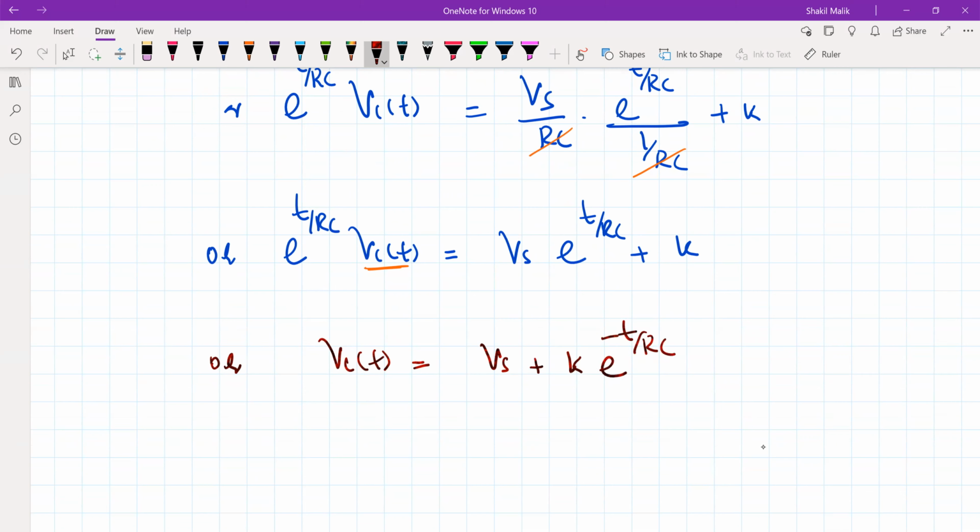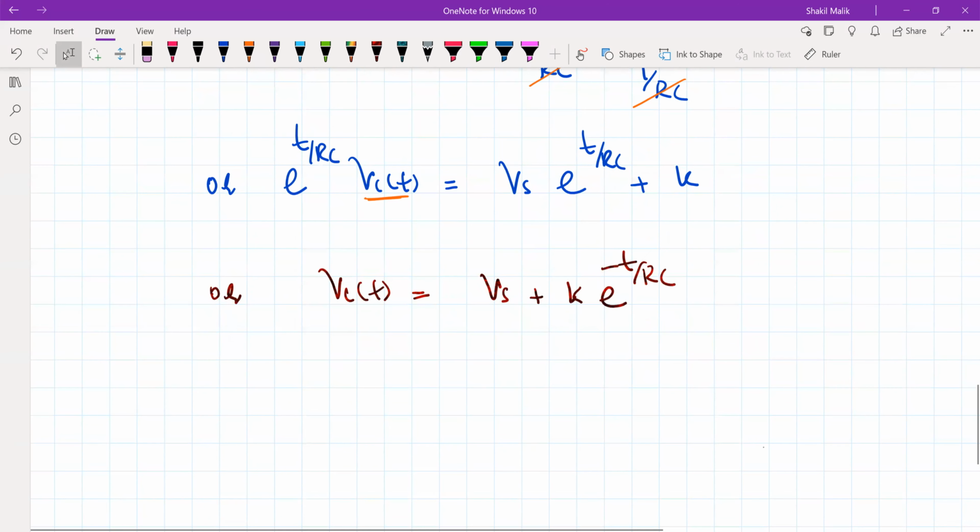When you divide both sides by e to the power of t by RC, this will get cancelled, this will get cancelled here, and here we'll have e to the power of minus t by RC. All right. Now, what's the value of this constant of integration? How do we obtain that? We put t equal to 0.